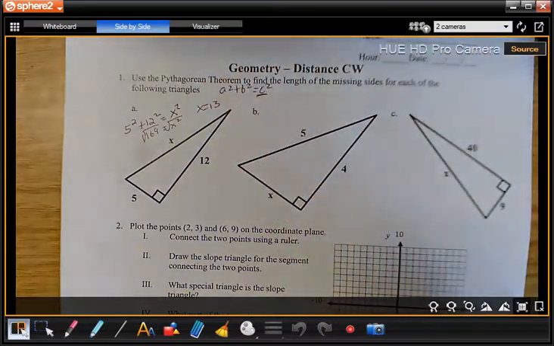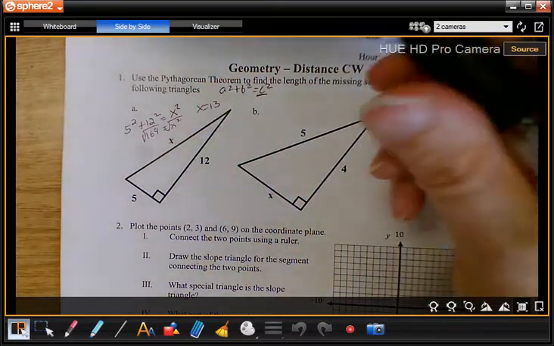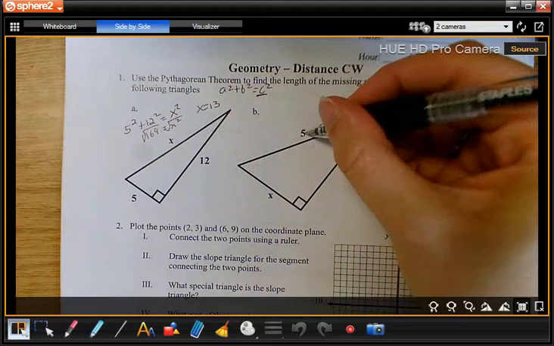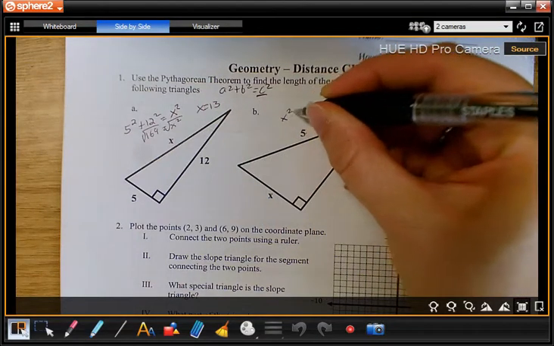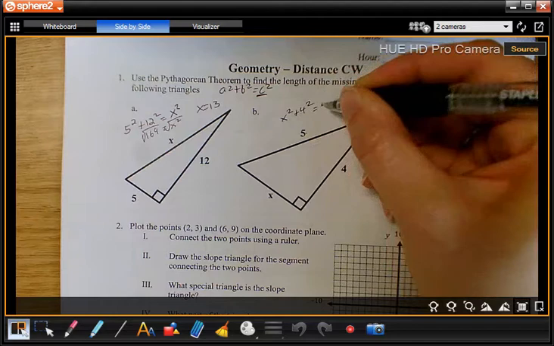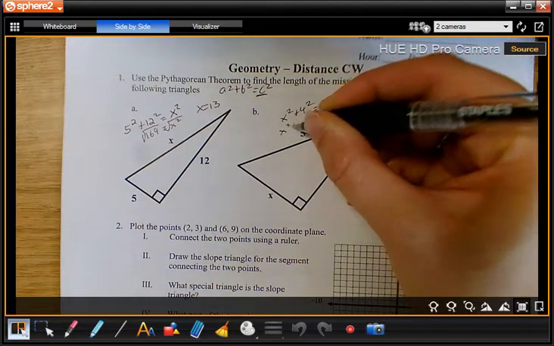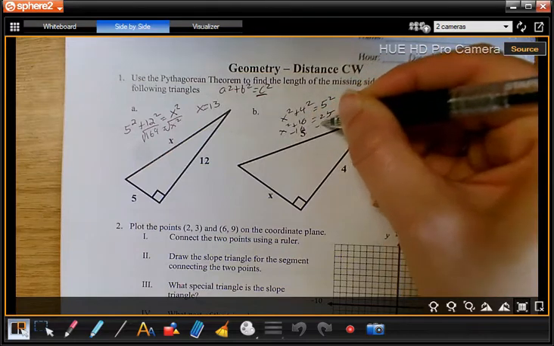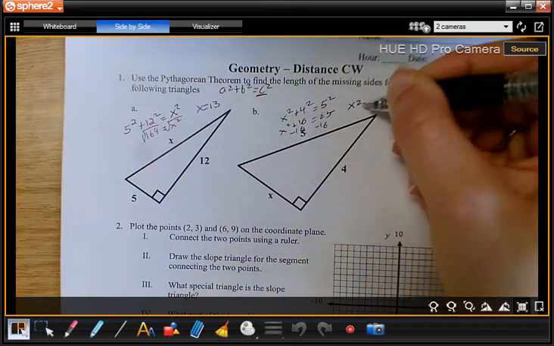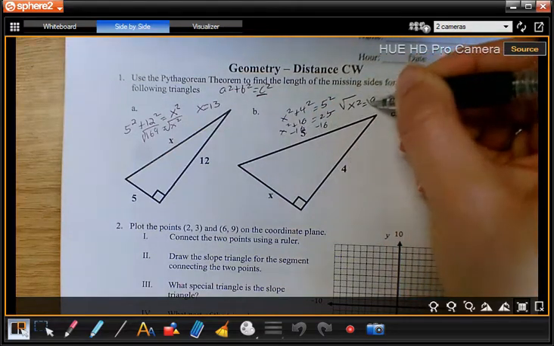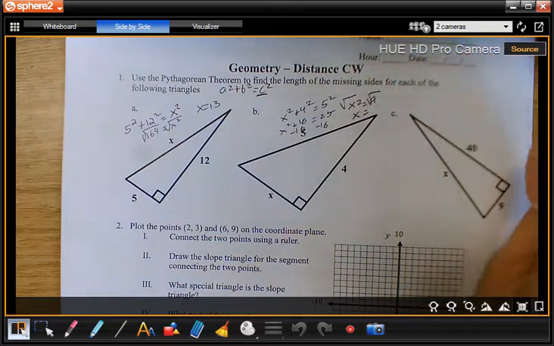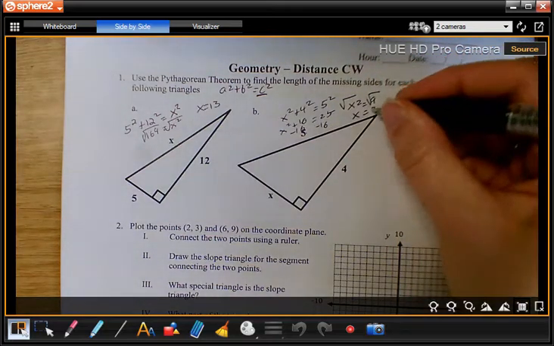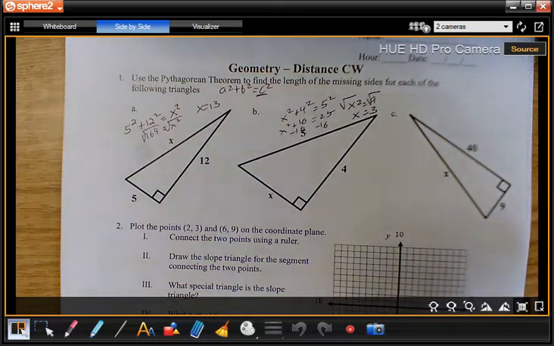Okay, so for this next one, 5 is my hypotenuse. So I'm going to go x squared plus 4 squared equals 5 squared. So I get x squared plus 16 equals 25. Subtract 16 from both sides. X squared equals 9. Square root of both sides. I know this is fast, but this should be pretty similar to what you guys have done before. We get 3. Okay, so pretty simple.